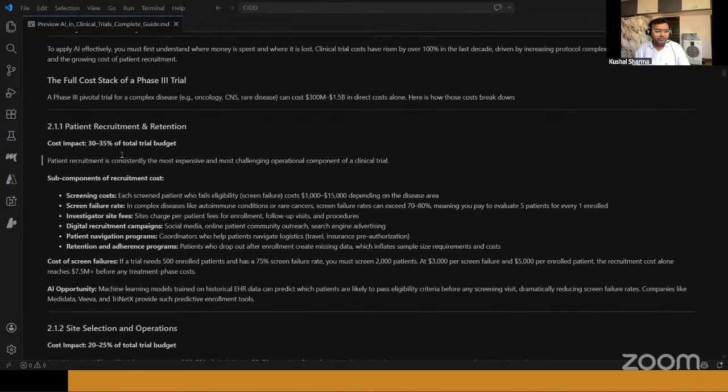So here you can see patient recruitment and retention. The major cost is patient recruitment and retention. That's where the major cost goes.